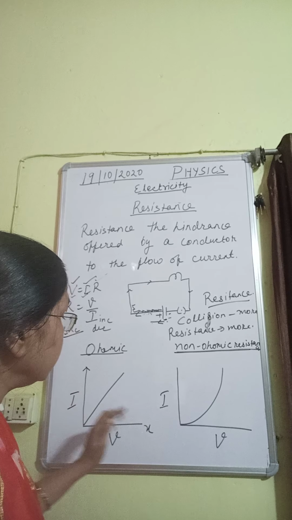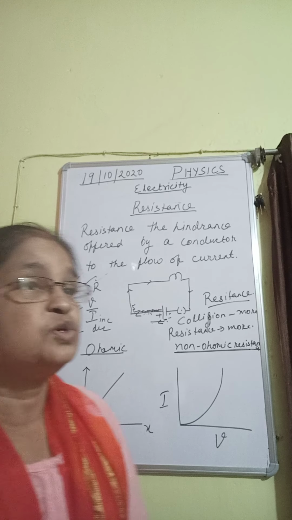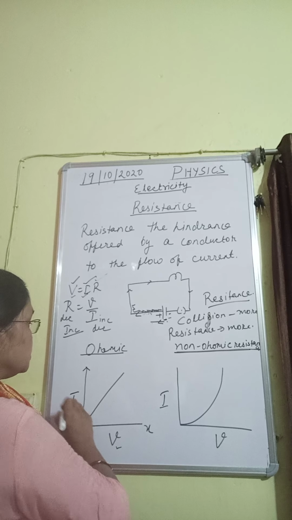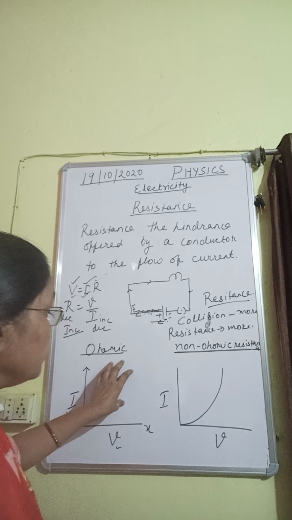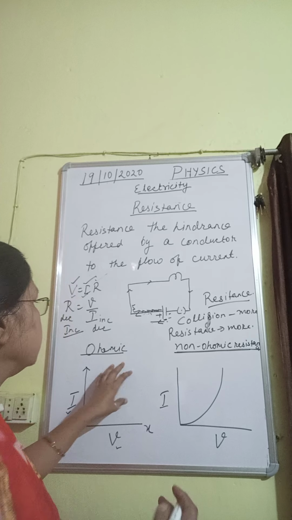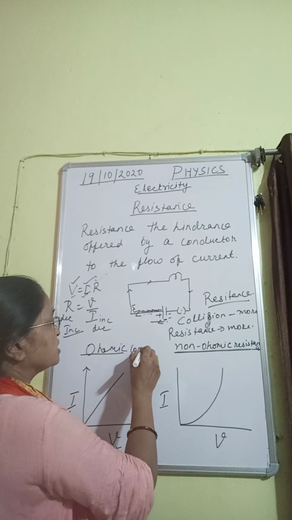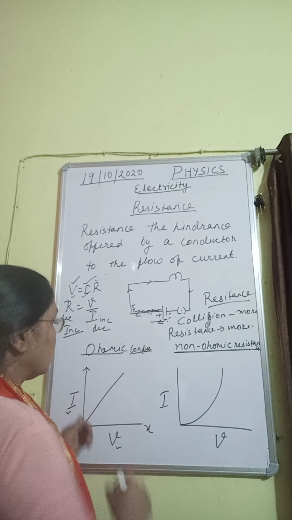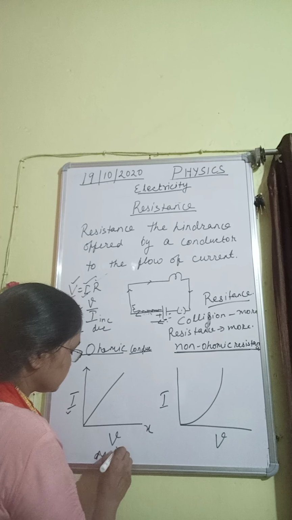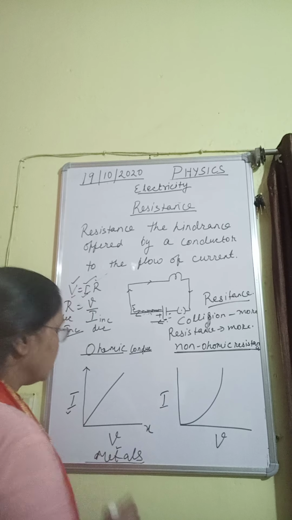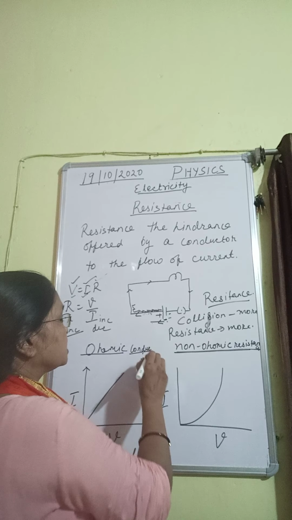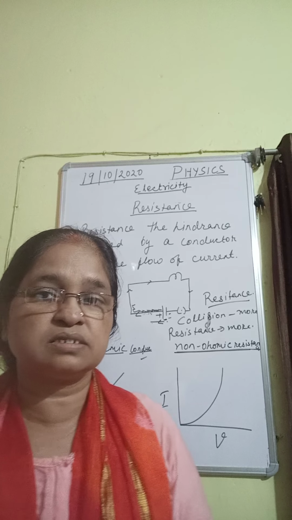And when you draw the data, you will find that we get a straight line. That means V is directly proportional to I. If this type of graph is followed by a conductor, then that conductor is known as an ohmic conductor. For example, generally you will find the metals. And when you see the graph, you will find that silver is a very good conductor. That means silver is the best conductor.